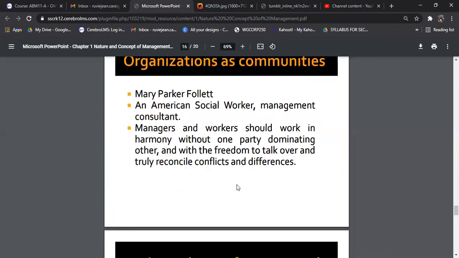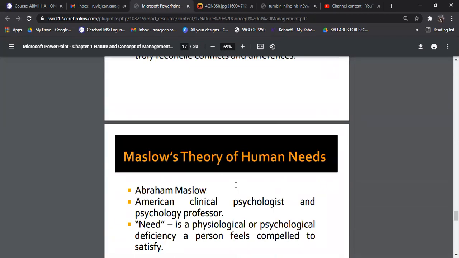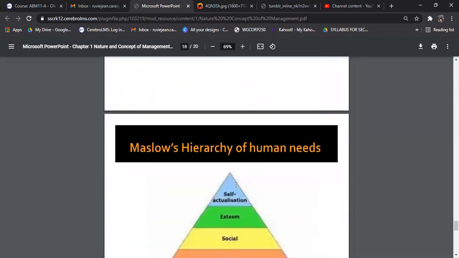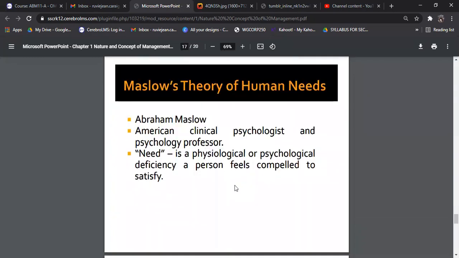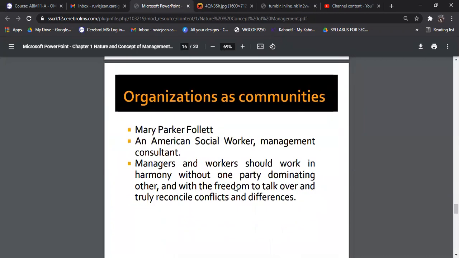And under the behavioral management, we are going to talk about organizations as communities, and also Maslow's theory of human needs. I'm pretty much sure that you guys are very familiar with Maslow's theory of human needs. But before we talk about that, let's talk about the first behavioral management theory, which is an organization is a community. According to Mary Parker Foley, she is an American social worker and management consultant. So, according to her, managers and workers should work in harmony without one party dominating the other and with the freedom to talk over and truly reconcile conflicts and differences.